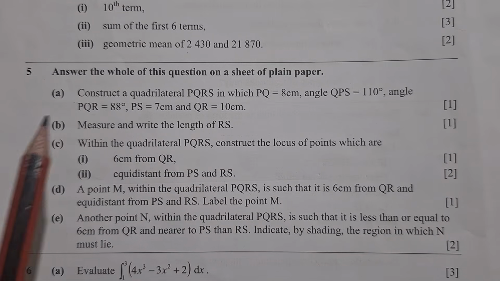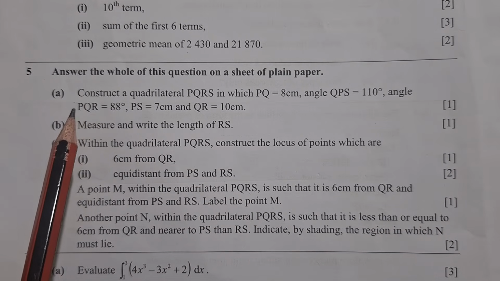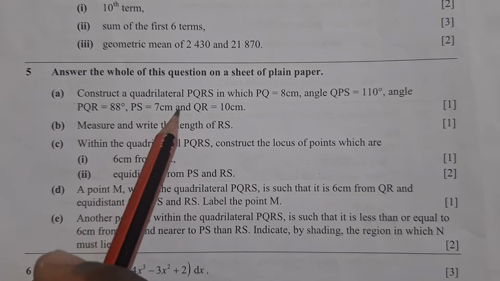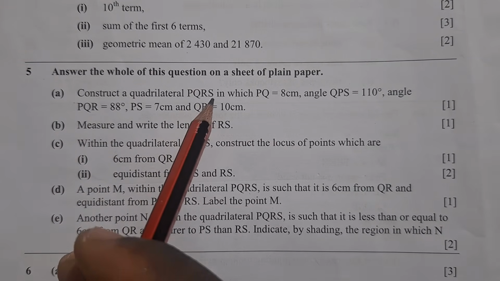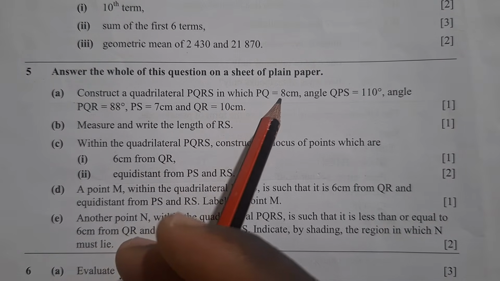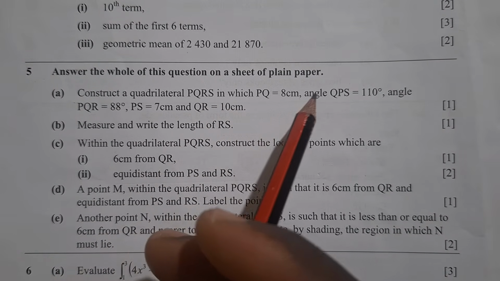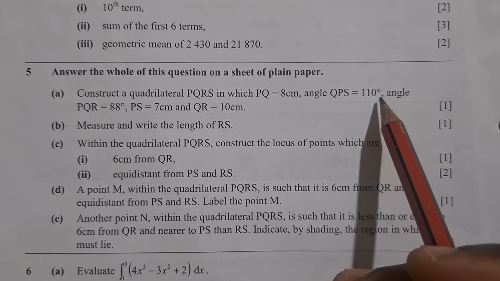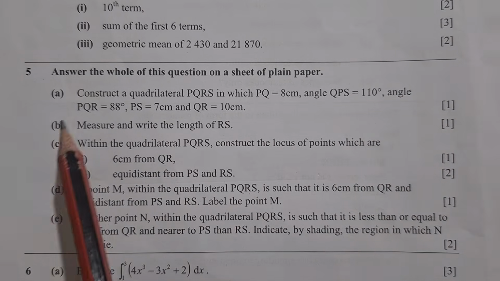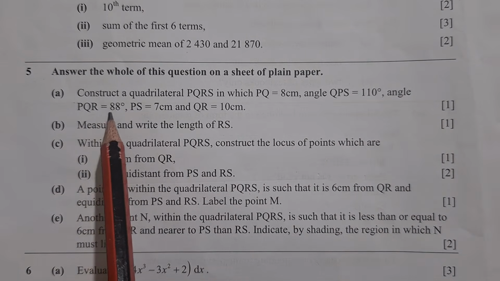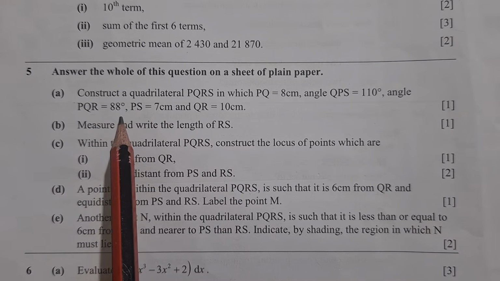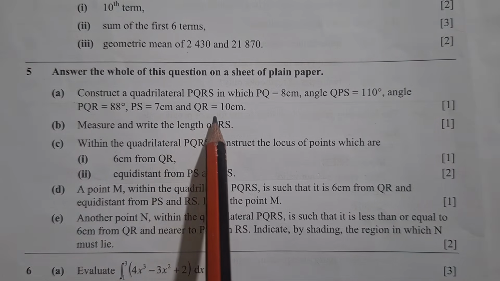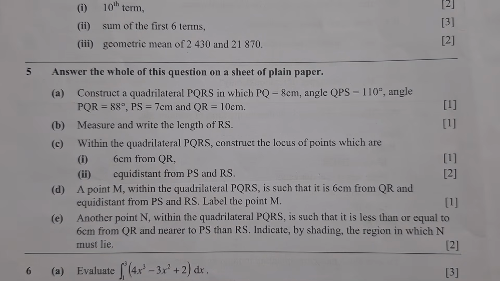Okay, so now check this out. I've got a question on construction, and the question reads: construct a quadrilateral PQRS in which PQ is 8 centimeters, angle QPS is equal to 110 degrees, angle PQR is equal to 88 degrees, PS is equal to 7 centimeters and QR is equal to 10 centimeters.